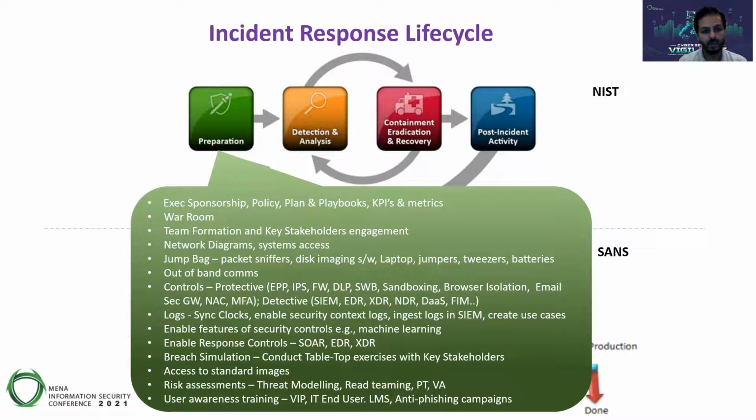Obviously, in the preparation phase, you need to have your network diagram, systems, access, and the like. You need your jump bag and kit bag of packet sniffers, disk imaging, your jumpers, tweezers, and the like. You need a means of out-of-band comms. You can't rely on business comms because they could more than likely be compromised, like the recent MS Exchange vulnerability that took place. Your Exchange servers will be out, so therefore you need to use out-of-band comms, whether social media means, but ideally something encrypted.